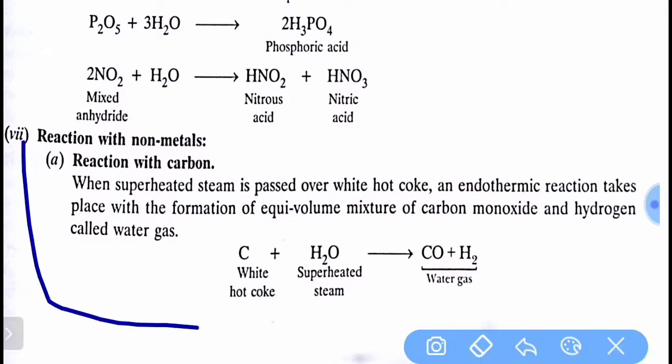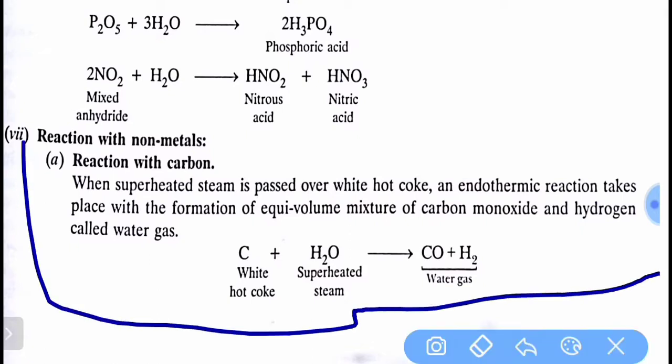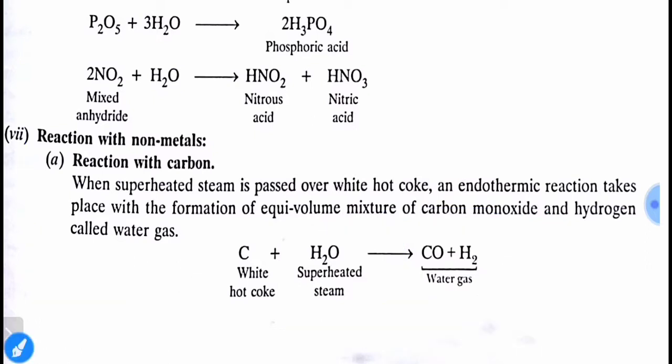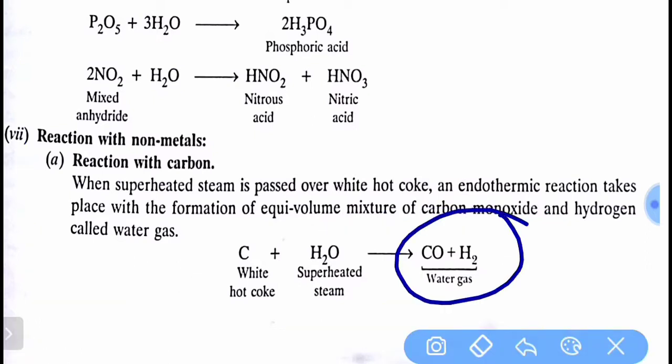When superheated steam is passed over white hot coke, an endothermic reaction takes place with the formation of an equivolume mixture of carbon monoxide and hydrogen called water gas. White hot coke is a form of carbon. When it reacts with superheated steam, very much heated, CO plus H2 will be formed. This combination is called water gas, CO plus H2, you have to remember.